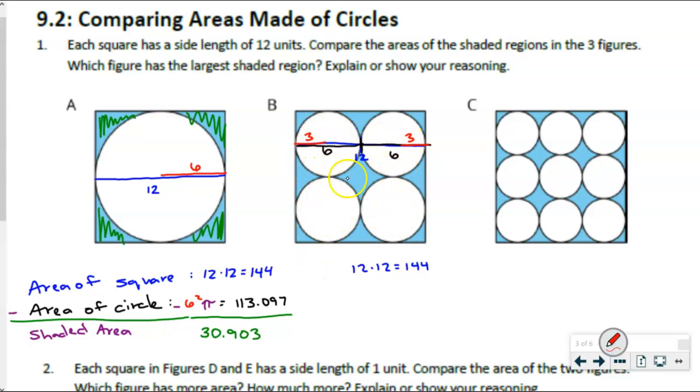They're all the same, right? This circle is the same as this one and this one and this one. So once I find the area of one circle, I can multiply it by 4 and find the areas of all the others. We're going to pause the recording as students work on this problem. Ready, set, go.